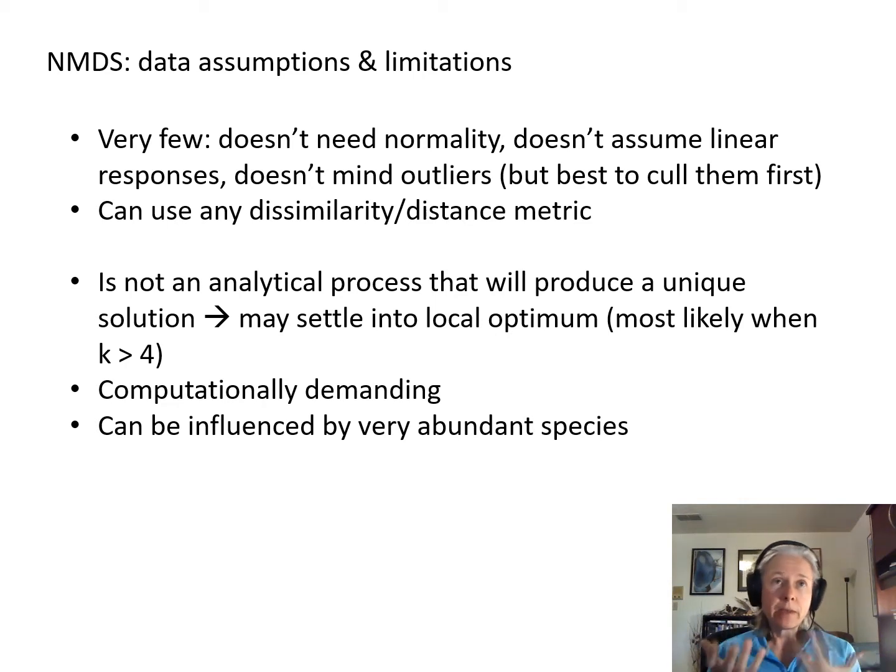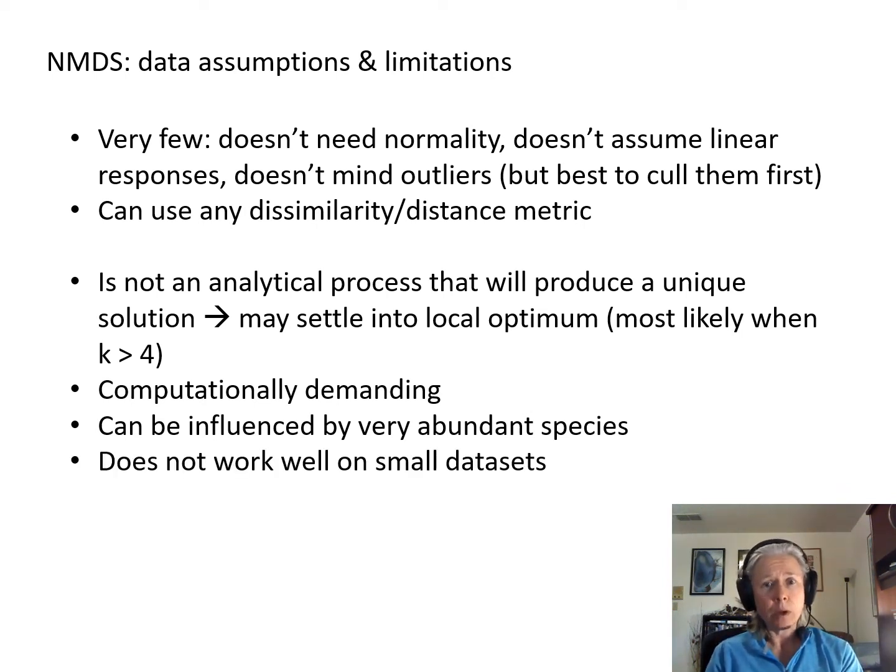So what do you do about that? Well, there's not any sort of perfect solution. What you might do is try running it with and without including very abundant species, because just like outliers, the presence of very abundant species can drive an ordination in a certain way.